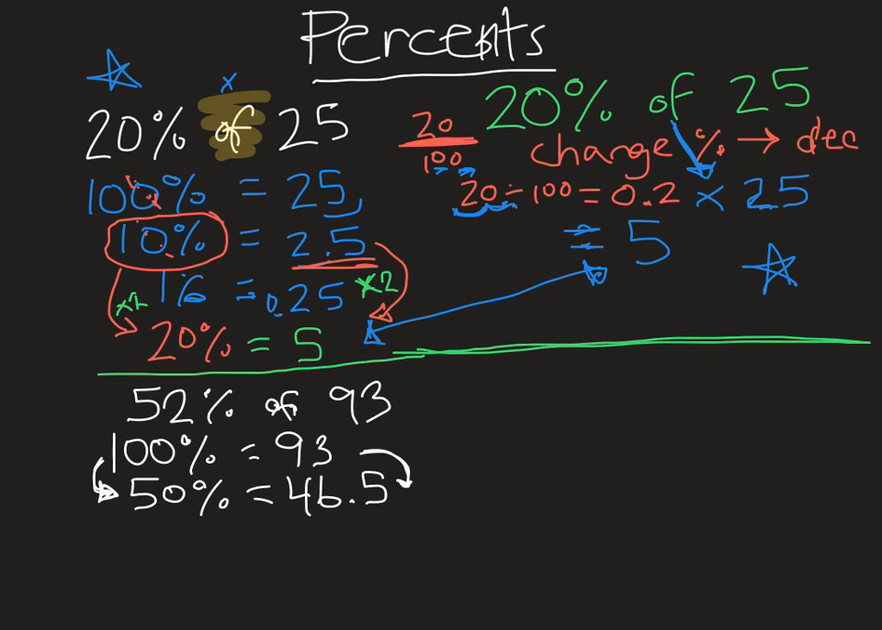Okay. If I want to go and find, say, 10%, I'm going to go back to this 100%. But now I'm going to divide by 10, right? Because to get from 100 down to 10, I divide by 10. So I'm going to do the same on this side. 93 divided by 10 is 9.3. And then if I want to bring it all the way down to 1%, I'm going to further divide it by another 10, right? So I get 0.93.